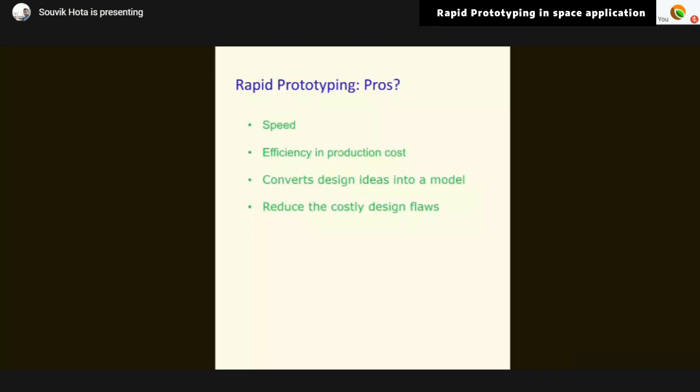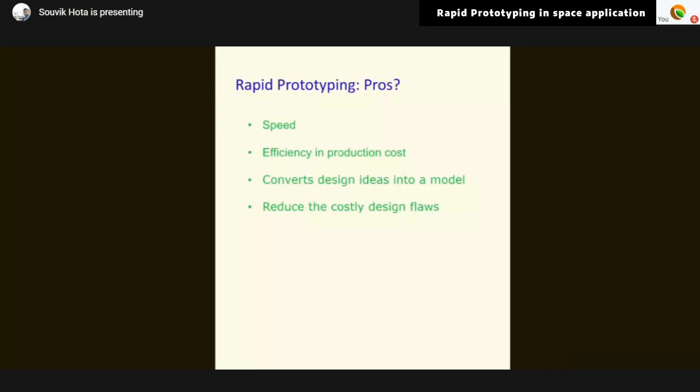The next one is efficiency in production cost. So if you want cost and time efficiency while manufacturing the product, we will need rapid prototyping. Using 3D printing or additive manufacturing with CAD software, it will produce only the number of products required while being true to the design. This method is very quick and cost effective.